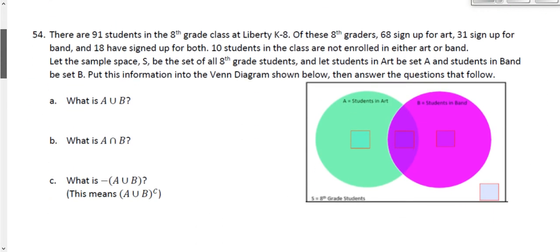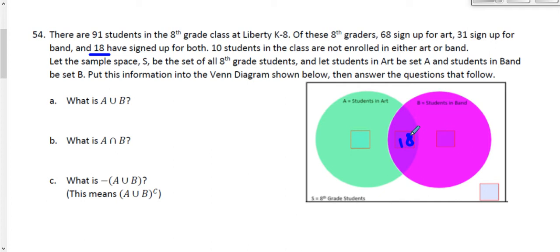Up next, we have a Venn diagram. We talked about these just a tiny bit after our probability quiz. Again, it's heavily curved, so if you don't understand a Venn diagram question, that's okay. There are 91 students total in the 8th grade class. 68 have signed up for art, 31 for band, and 18 have signed up for both. Please remember, when you're making a Venn diagram, it's easiest to start with the both category. So 18 are in both classes.